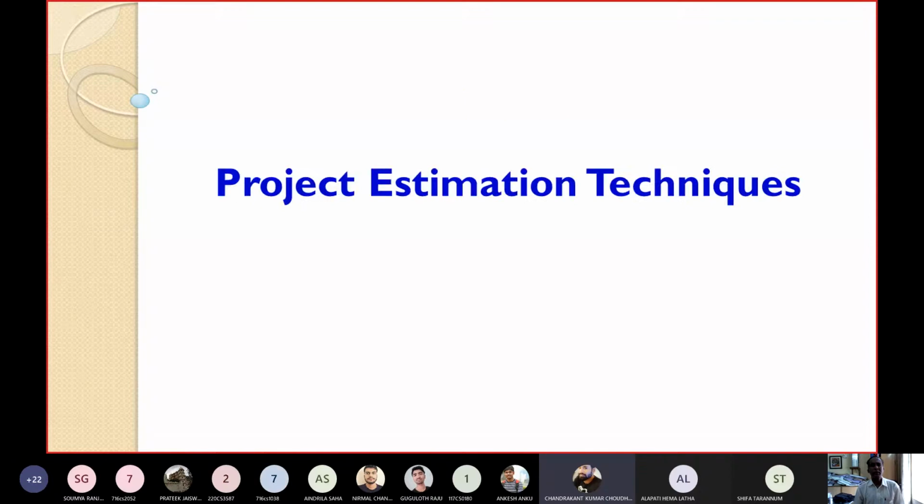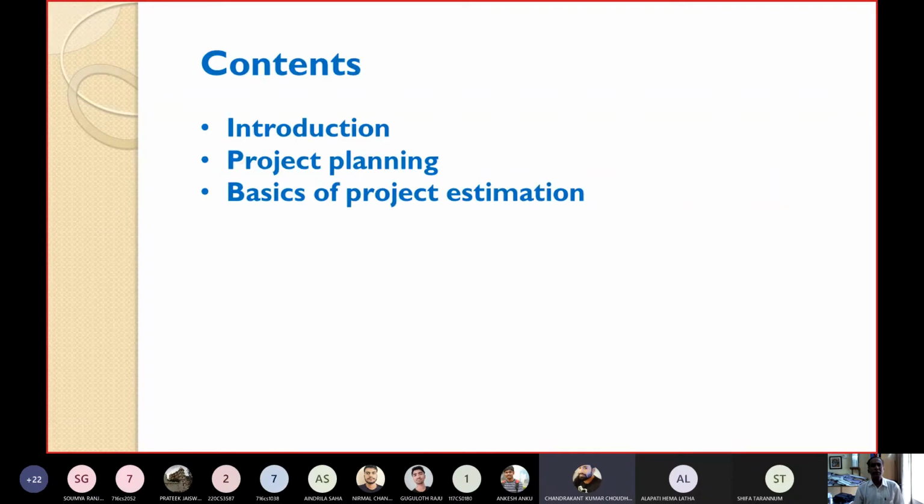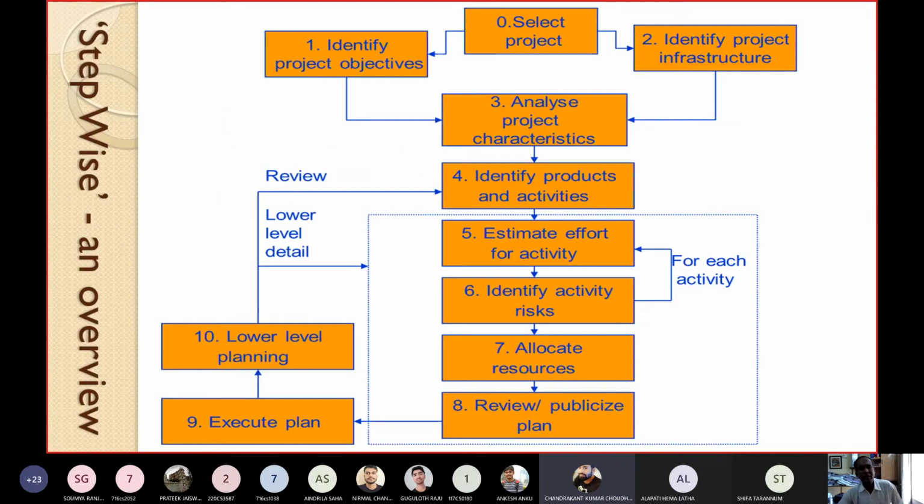Today the main emphasis is on project estimation techniques. We'll see an introduction to project estimation, project planning, and some of the important concepts or basics of project estimation. I have shown the stepwise approach last class. We discussed analyzing product characteristics, and after analyzing them, we can select the appropriate model to develop the software or the project. Next is identify the products and the activities. What will be the final product? What will be the intermediate products, and what activities will be required for producing these products? You have to identify those.